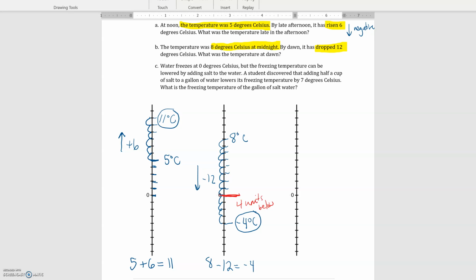Let's try the last one. I'm going to read it again and you're going to do it on your own. Here's what the problem says.